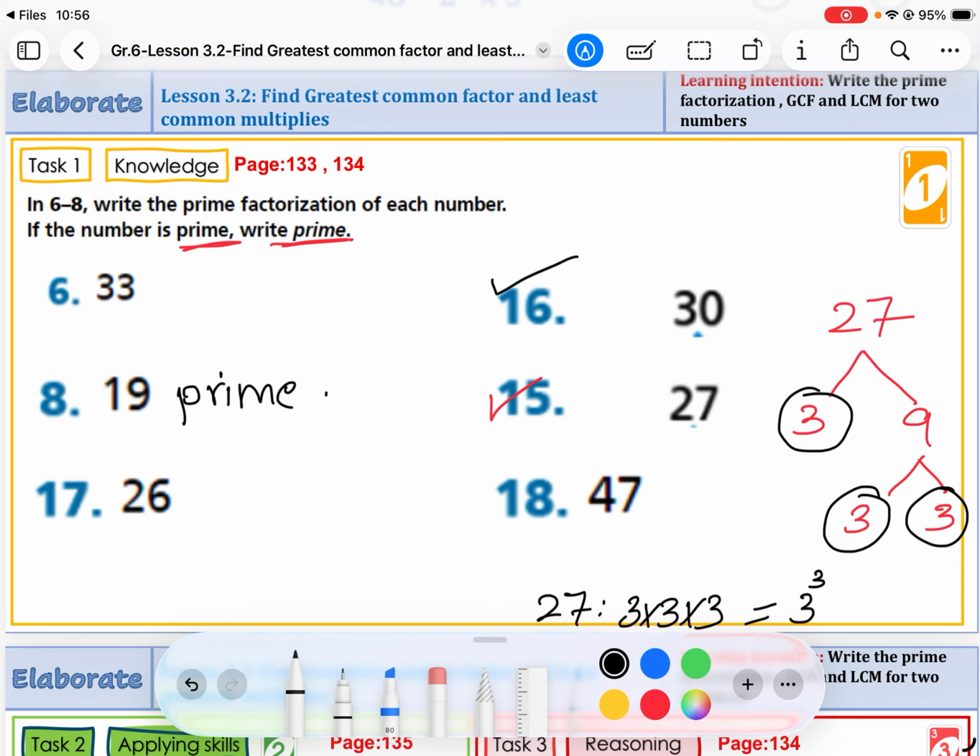Number 26, now think of two numbers that when you multiply will give you 26. Since the last digit is 6, which is divisible by 2, think what's 26 divided by 2. I think it can work. So let's factor it. We know that 2 times 13 will give us 26. As you noticed, guys, 2 is a prime and 13 is also a prime. We've never seen 13 in the times table. It has only two factors, 1 and itself. So the prime factorization for 26 is 2 times 13. And that's it.